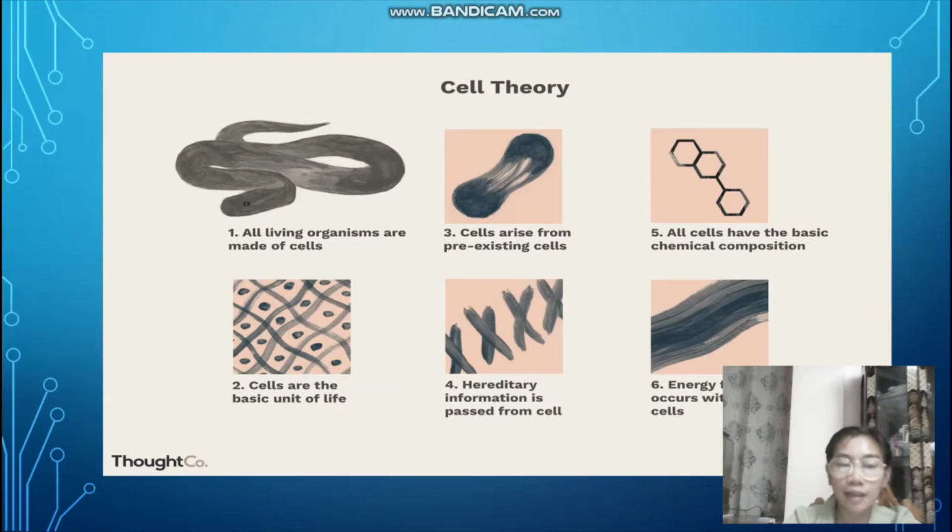Second, cells are the basic unit of life. Cells serve as the starting point to produce life, because without cells, there is no life to produce or exist. And third, cells arise from pre-existing cells. So it means, in some aspects, that cells can also produce other cells.